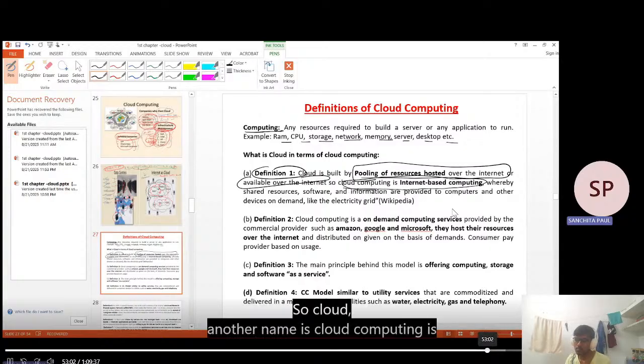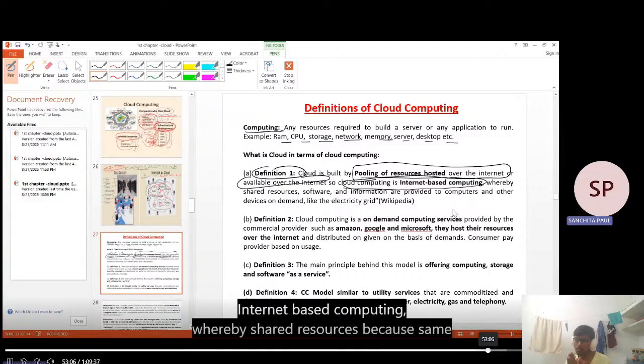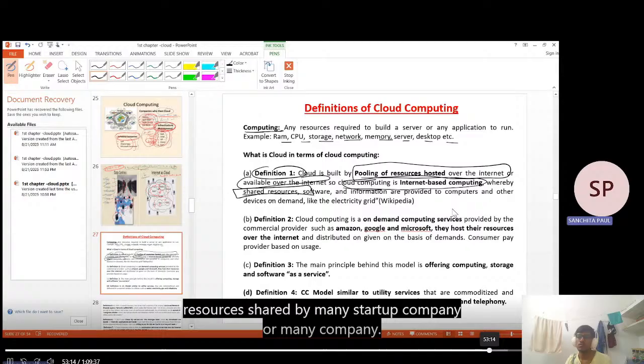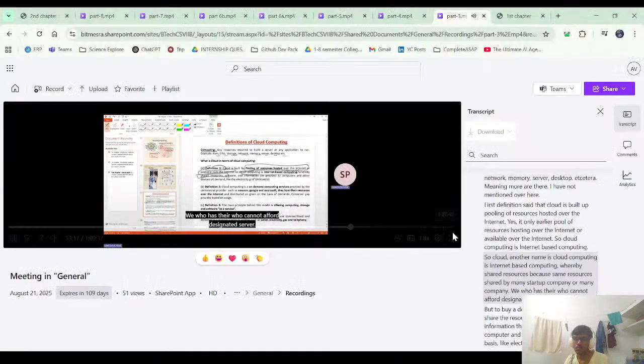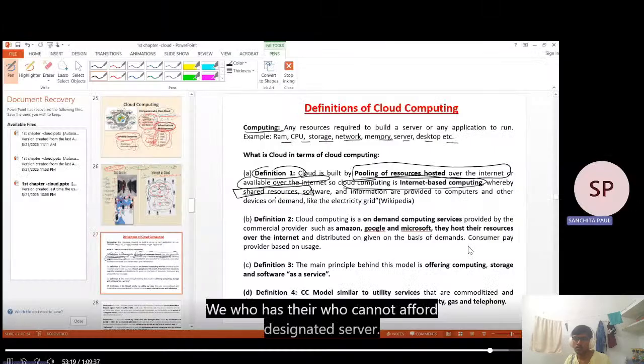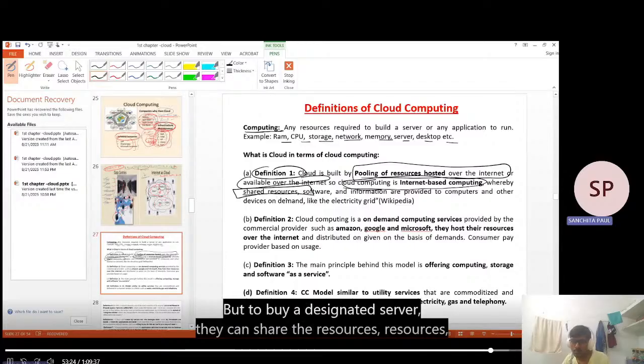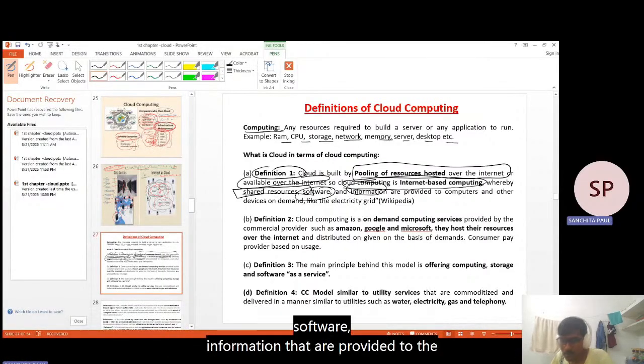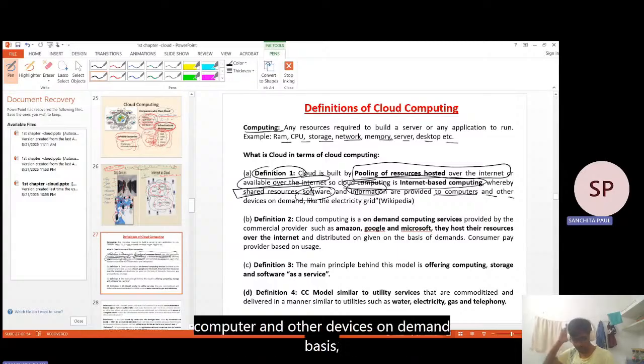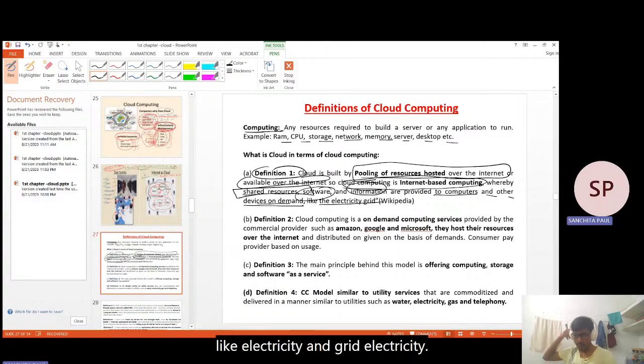Another name for cloud is cloud computing, which is internet-based computing, whereby shared resources are used, because the same resources are shared by many startup companies or many companies who cannot afford to buy a designated server. They can share the resources, software, and information provided to computers and other devices on an on-demand basis, like electricity and the grid. In our homes, we pay the electricity bill according to how much we need.